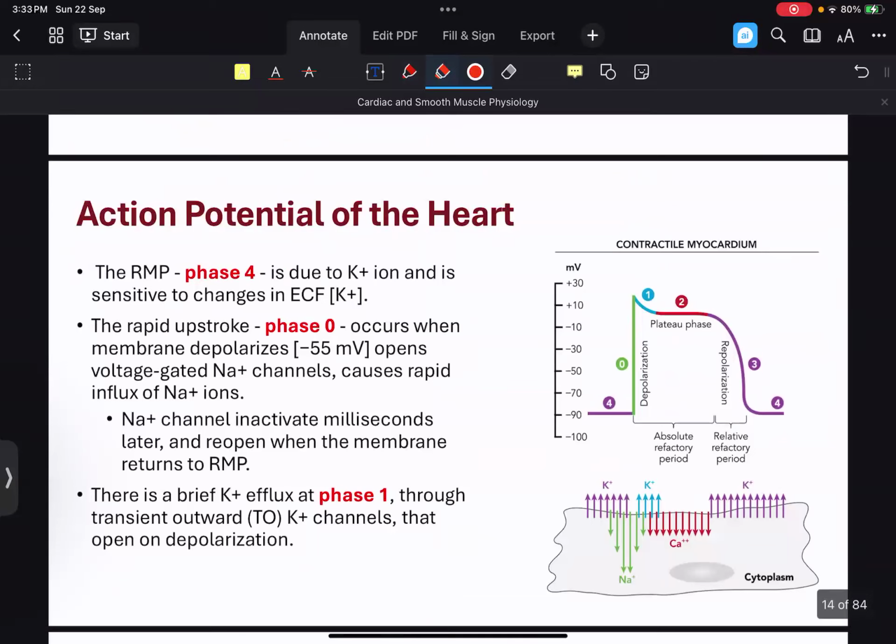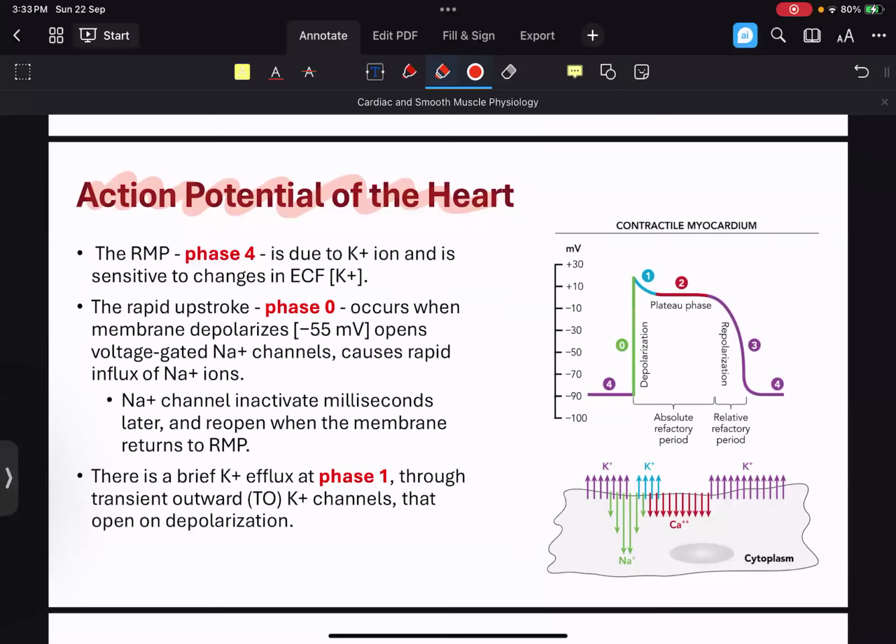Now we're going to be moving on to a more tricky part of the lecture, so I would appreciate if you guys just focused with me and paid attention. We're going to be discussing the action potential of the heart. And this really depends on your understanding of the normal action potential. So if you guys have not studied this lecture before, I would recommend studying the normal action potential lecture first before approaching this lecture. And we will start at phase 4.